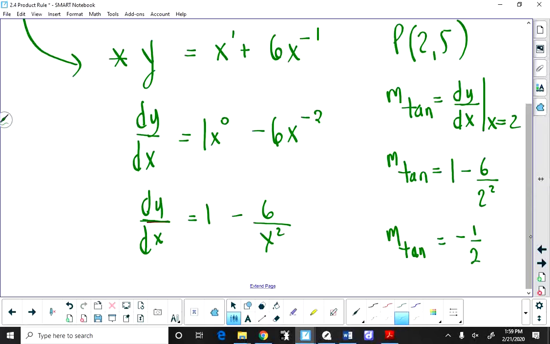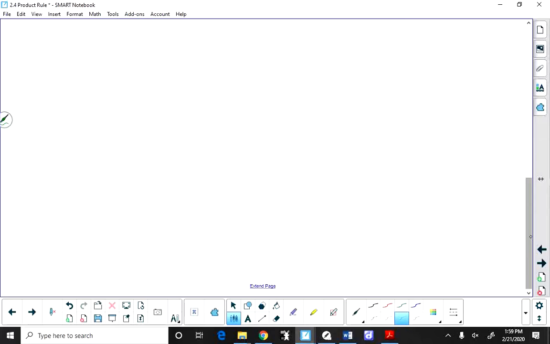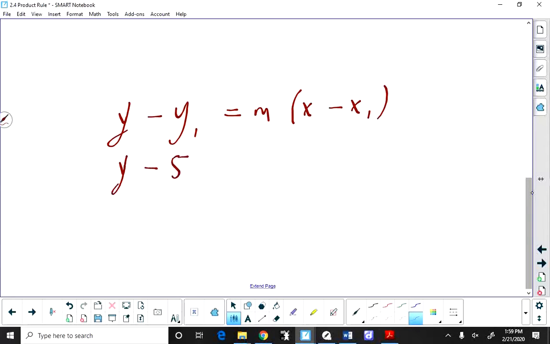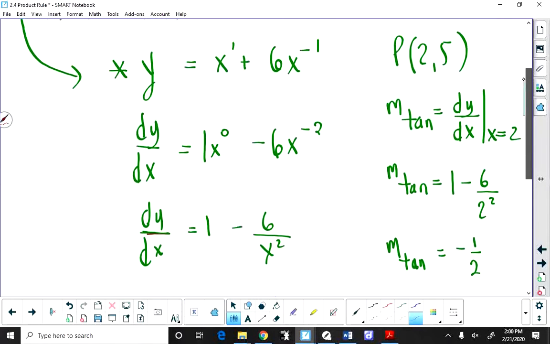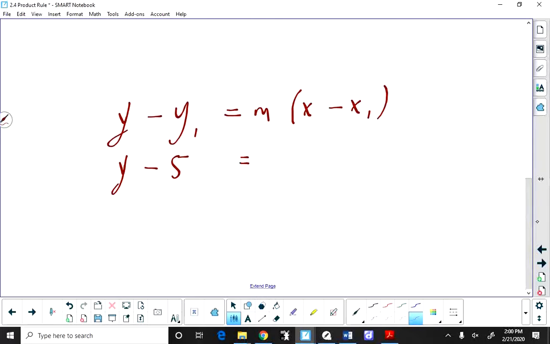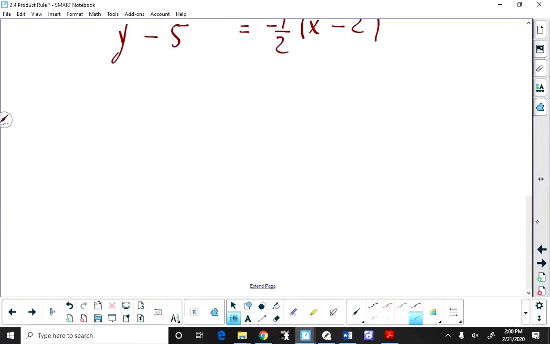Good stuff. So now if you want to find the equation of the tangent, you know the point, you know the slope. The rest of this is a grade 10 kind of question, but that doesn't diminish the importance of being able to do it. You go y minus y1 equals the slope times x minus x1. So we would have y minus 5, it was (2, 5), equals the slope, we got negative 1/2, times x minus 2. You know, expand that through. We'll finish this one off.